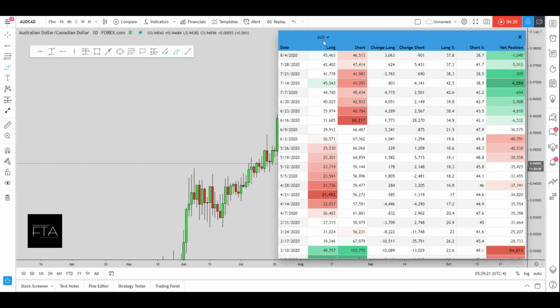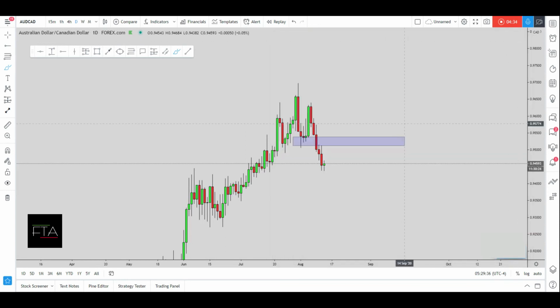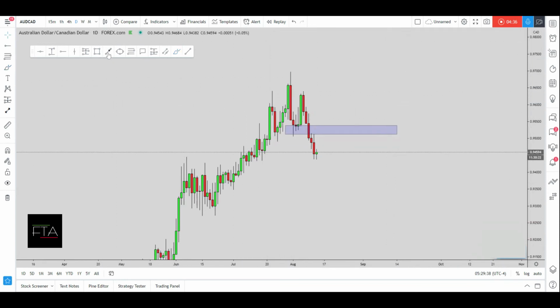And if we go and see what we have from a CAD perspective, we can see that institutions have decreased the net positions, however, without adding shorts, simply closing the longs. So it means that they're not really interested in shorts on the CAD, at least at the moment. So we can definitely expect more continuation to the downside.